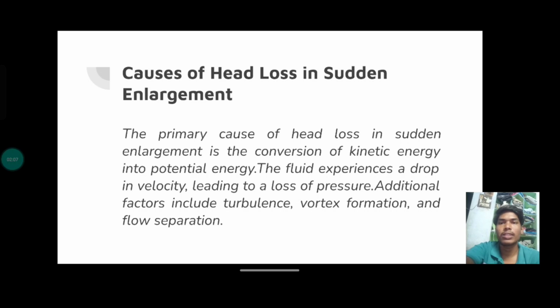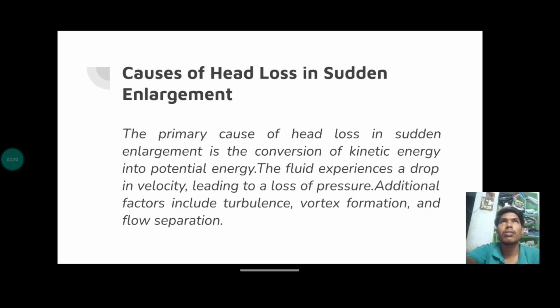Cause of head loss in sudden enlargement. The primary cause of head loss in sudden enlargement is the conversion of kinetic energy into potential energy. The fluid experiences a drop in velocity, which leads to a change in pressure. Additionally, factors include turbulence, vortex formation and flow separation.